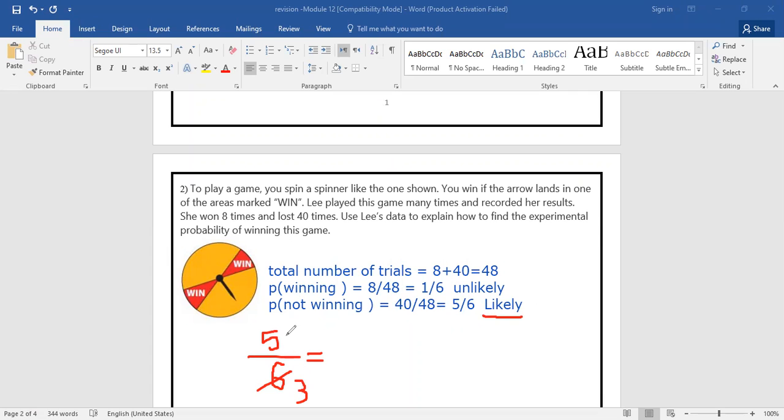We said if it's more than half, it will be likely. If it's equal to half, it will be as likely as not. If it's less than half, we will say that this one is unlikely.